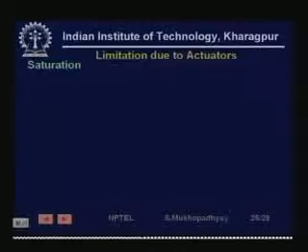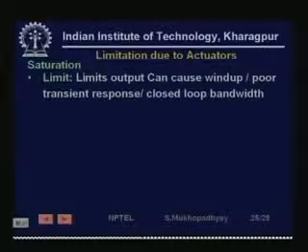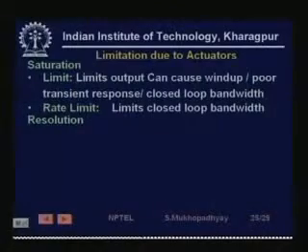Similarly, for actuators you can have saturation. Saturation will actually limit transient response, because how do you move a system fast? By giving it a lot of input and by giving it fast. So you need good input and you need high rate limits, that is, you can jack up the input very fast. So if you have any of these limits, then you cannot push the plant hard enough and you lose in transient response or closed loop bandwidth.